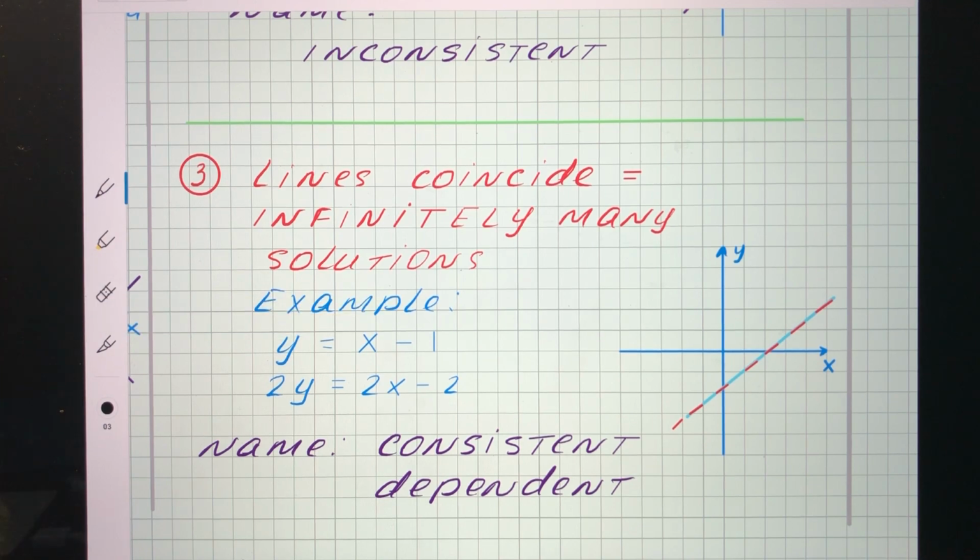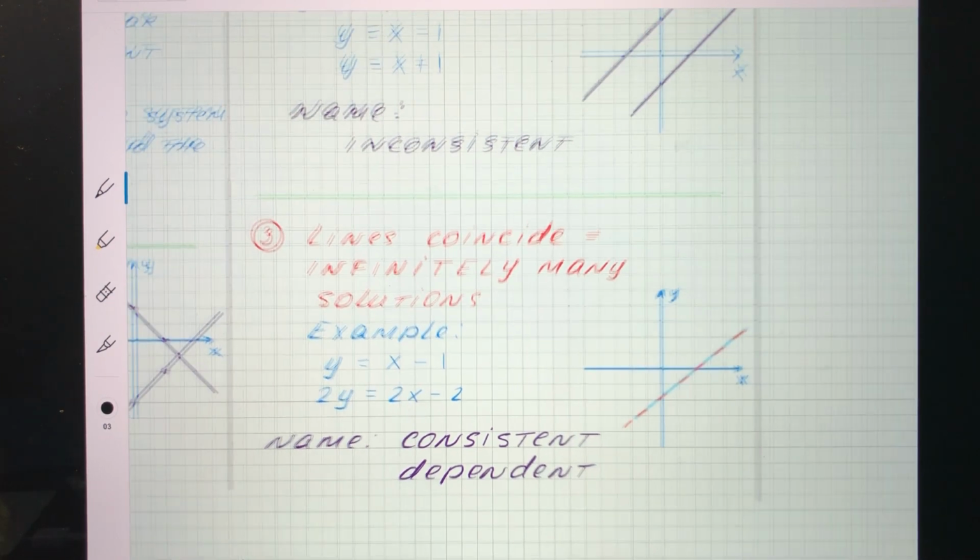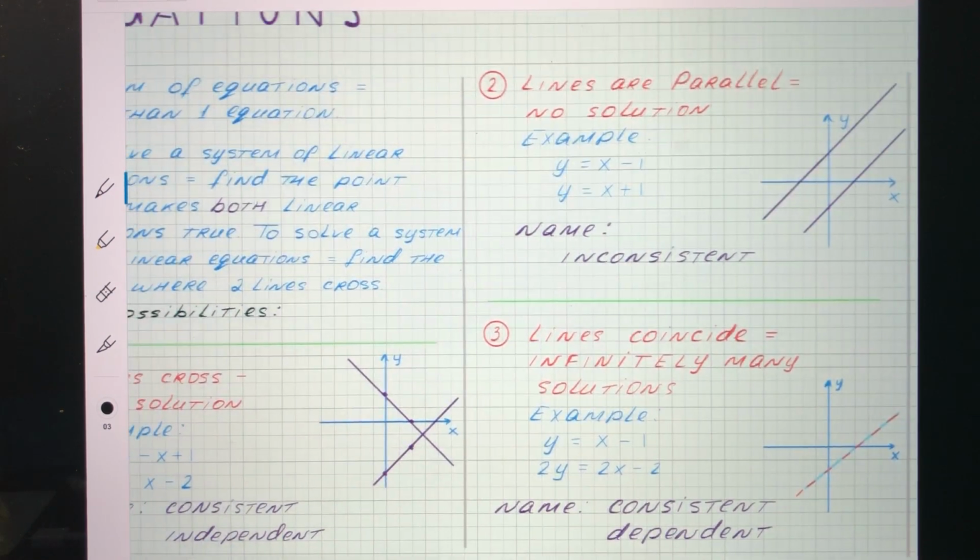And these are the three possibilities that we might run into when we solve a system of linear equations.